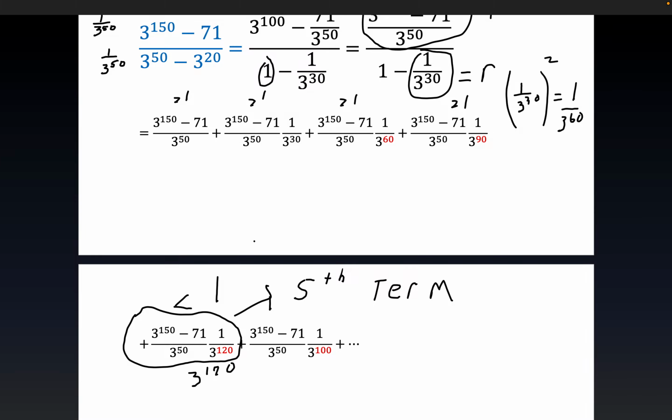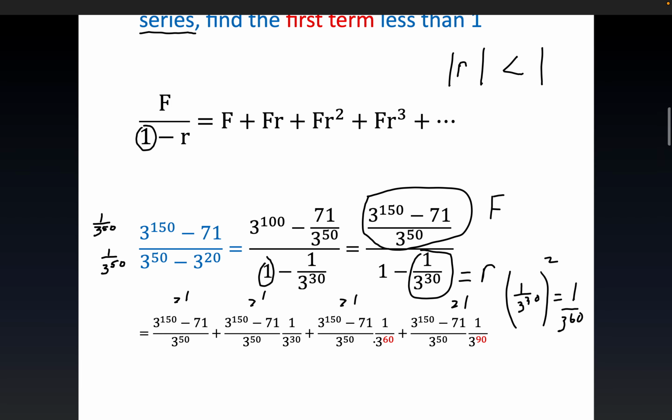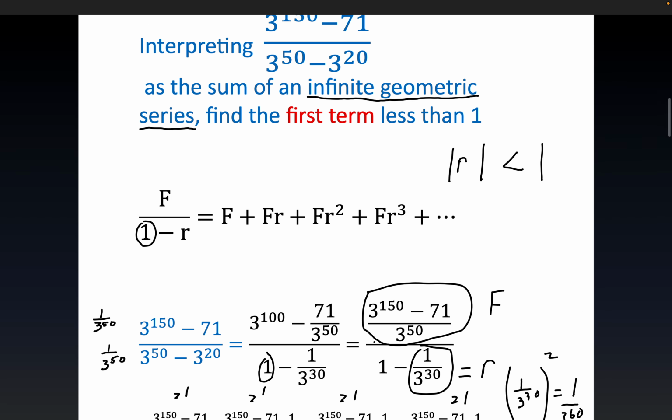The fifth term in the series, again, let me count again, 1, 2, 3, 4, and this is the fifth term, right? So the answer to the question is definitely the fifth term. The fifth term is the first term that is less than 1. That's a little confusing, isn't it? And y'all, let me know what you think about this ilk of problems.